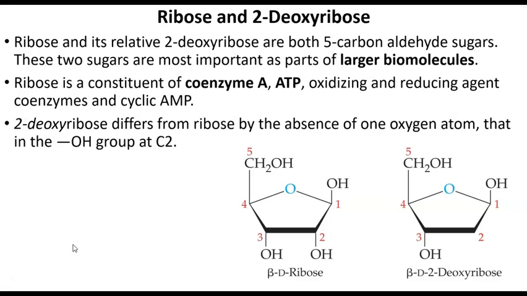So beta D-ribose and beta D-2-deoxyribose. So the deoxy, right, is where this hydroxide is gone. The deoxy removed essentially. These are both components of coenzyme A, ATP, and different biomolecules of RNA and DNA. So these can also be converted into glucose through a variety of different mechanisms as well.